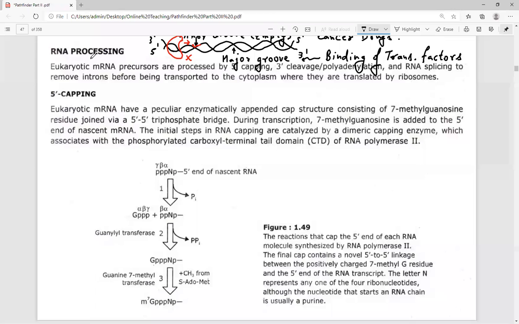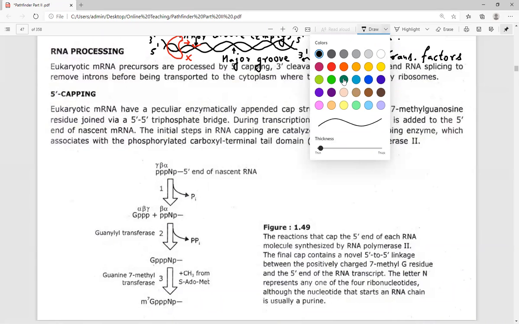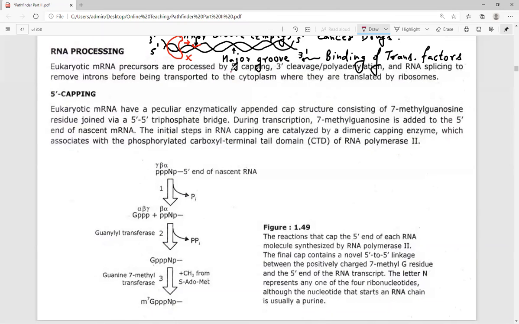See, in the case of prokaryotes, there are no introns. So neither introns are to be excised, nor any capping is required, nor any tailing is required in the case of prokaryotes. But in the case of eukaryotes, there are three specific processes involved in RNA processing: capping, cleavage and polyadenylation, and RNA splicing. First is referred to as capping, second is cleavage or polyadenylation, and the third one is referred to as RNA splicing. So these are the three different processes which are being involved.